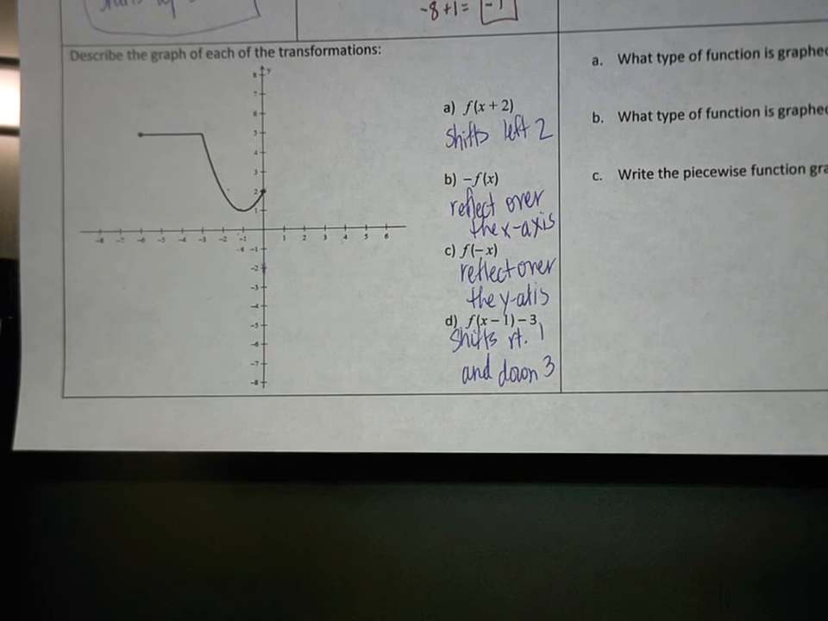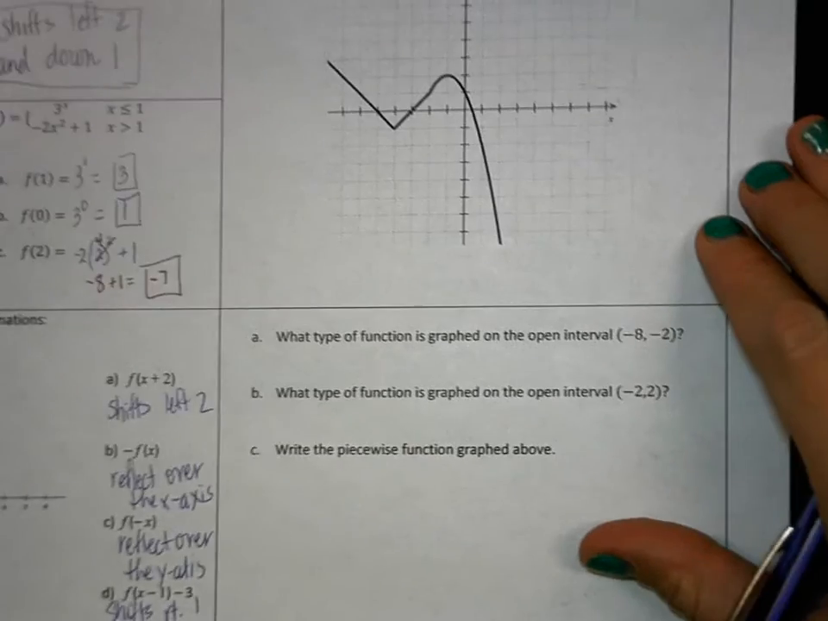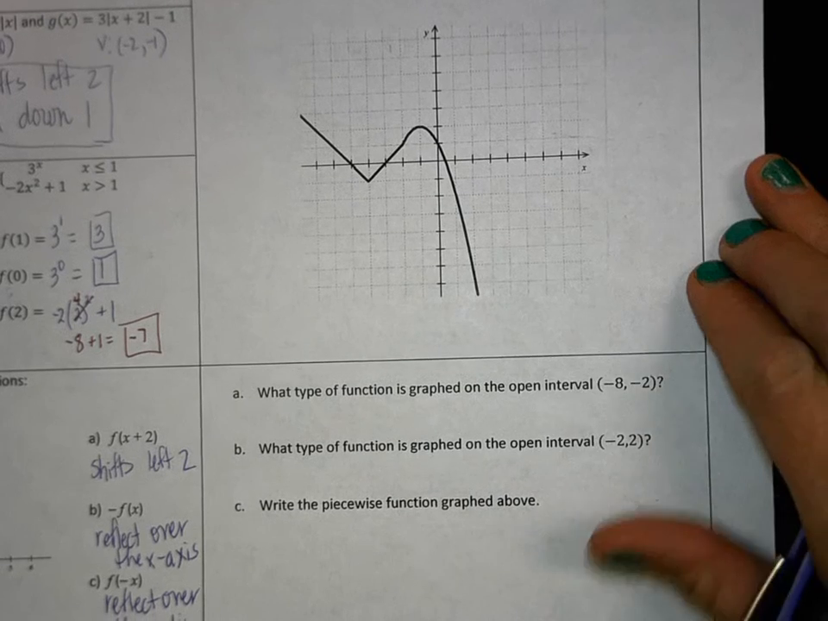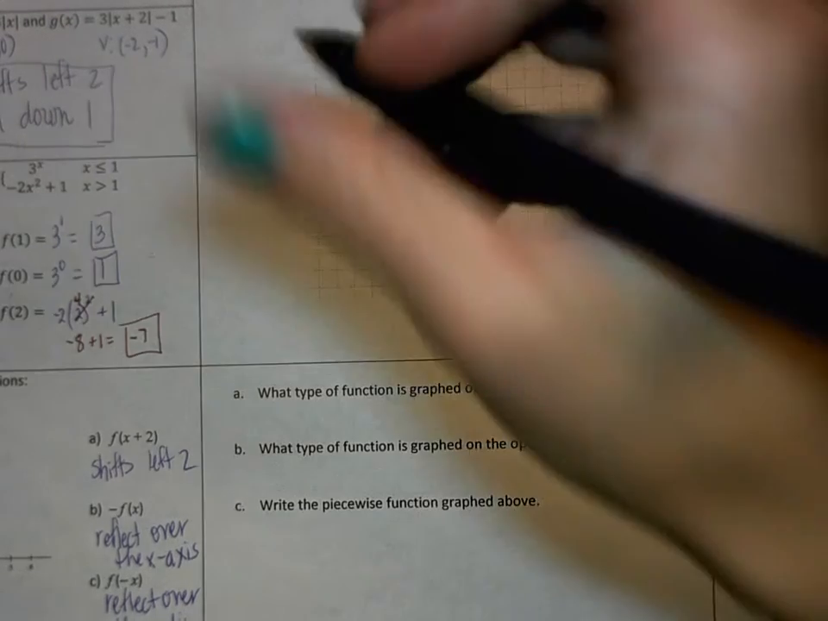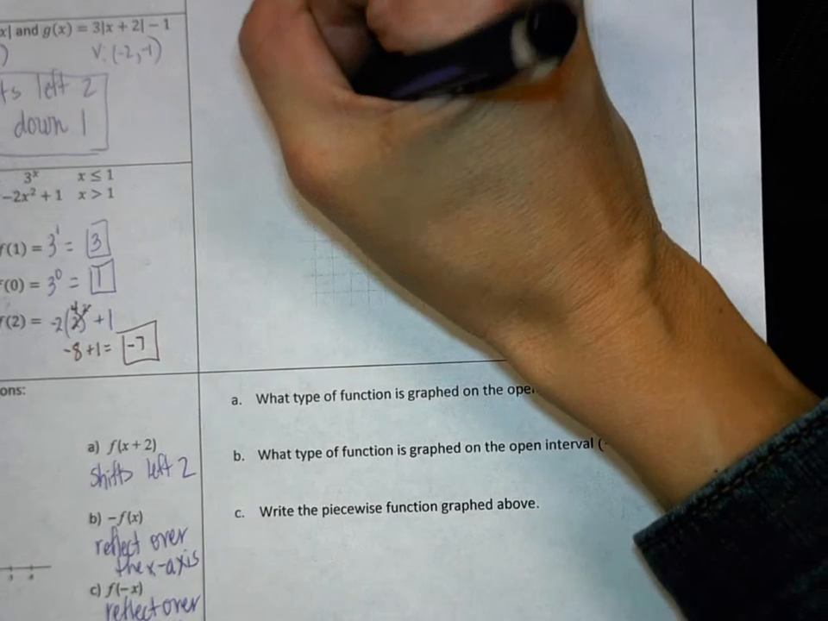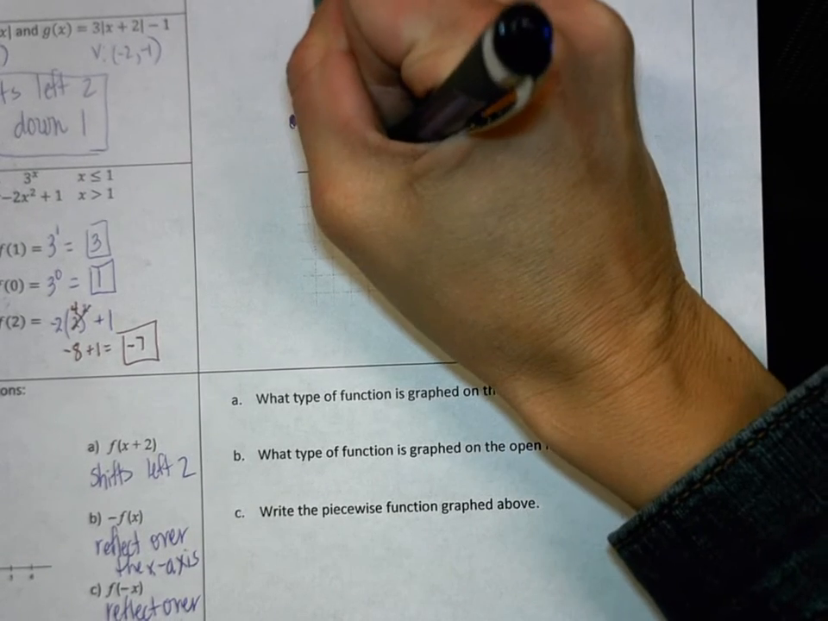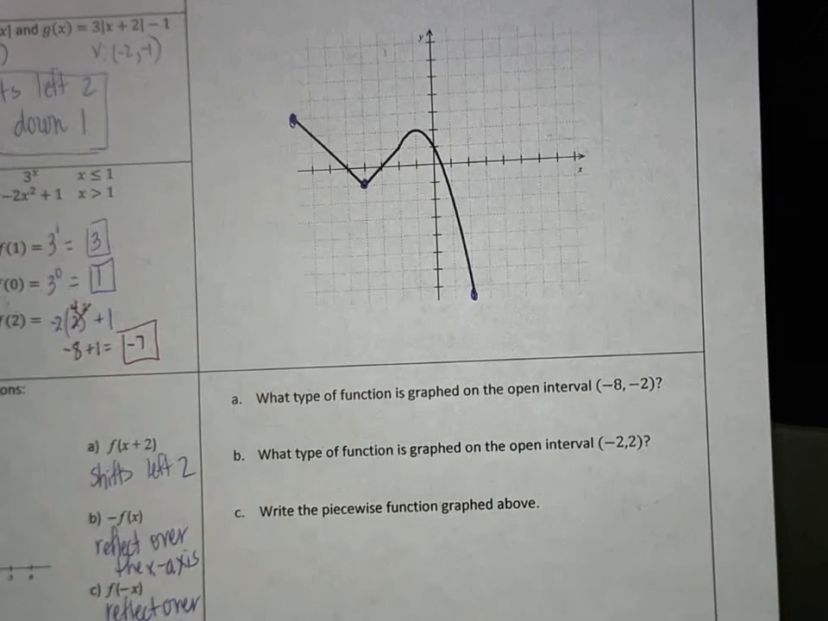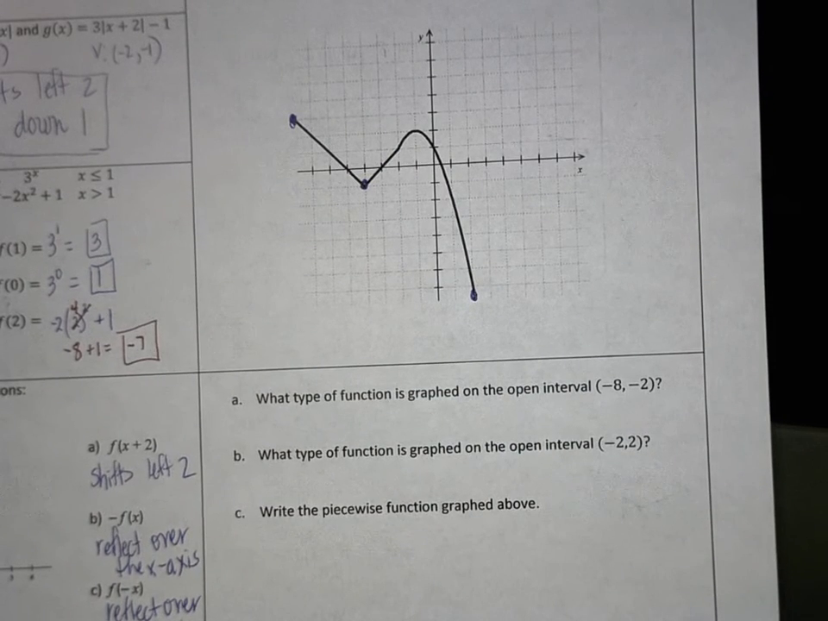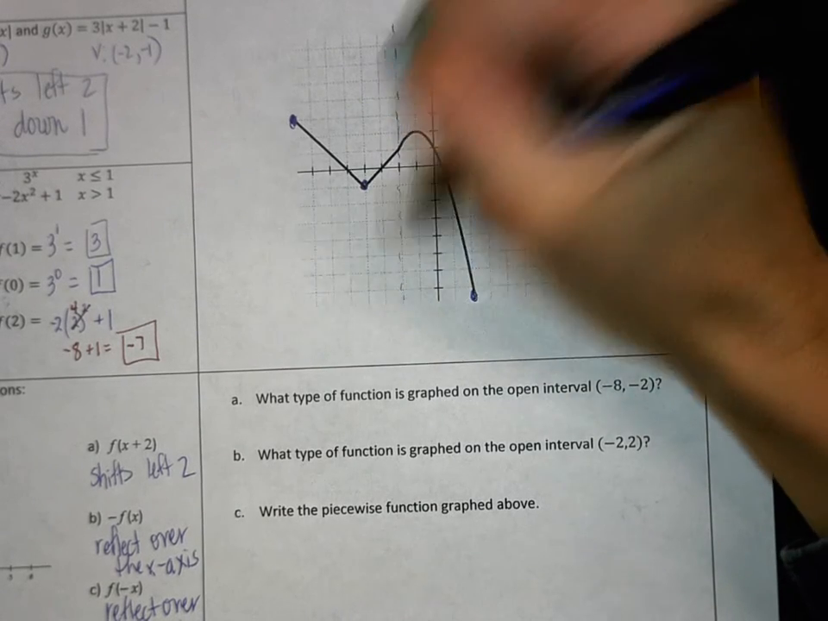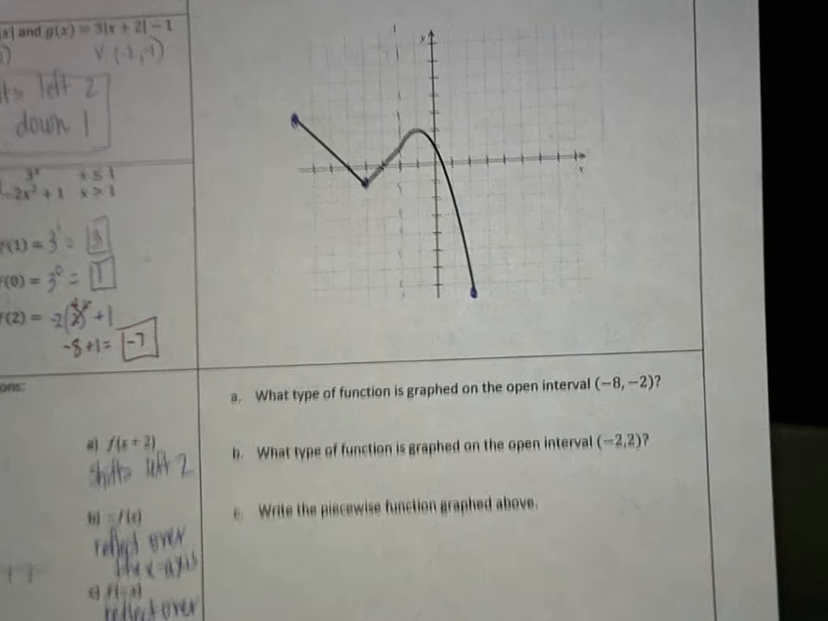Okay, last part. So we're going to be using this graph right here to answer these questions. These actually are endpoints, so if you want to add the points in there, you can or should. There's also a point right here. It says, what type of function is graphed on the open interval negative 8 to negative 2? I'm just going to draw a line to separate this.